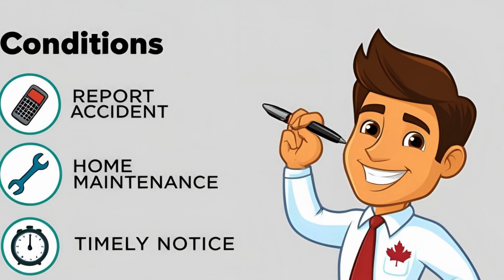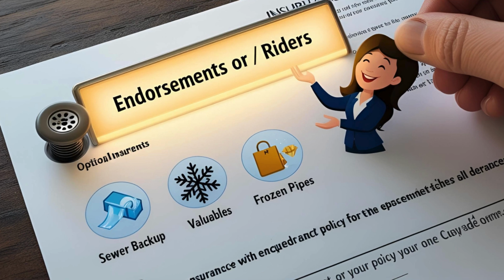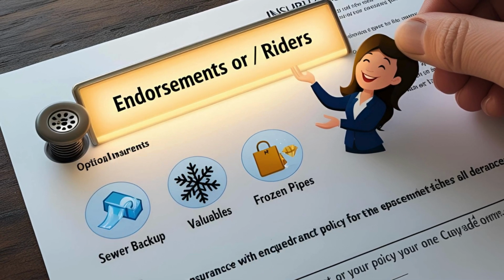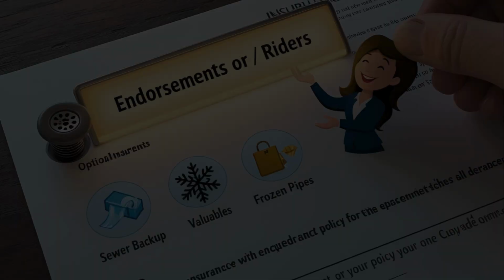4. Conditions. These are your responsibilities, like reporting an accident on time or maintaining your home in good repair. 5. Endorsements or riders. Optional add-ons that change or expand your coverage. Example, sewer backup coverage in a home insurance policy.